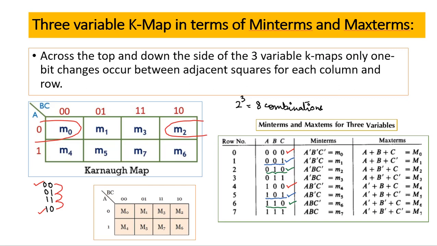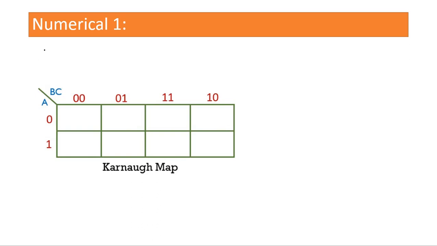So let me consider the first one. The first example says Y is equal to f of A, B, C, which is equal to summation m of 1, 2, 5, 6. And this is the representation of the 3-variable Karnaugh map which I have considered. Now I am going to map these particular min terms onto the Karnaugh map.